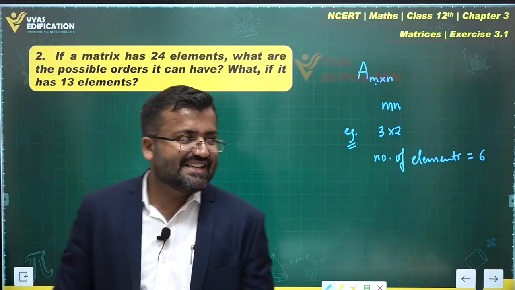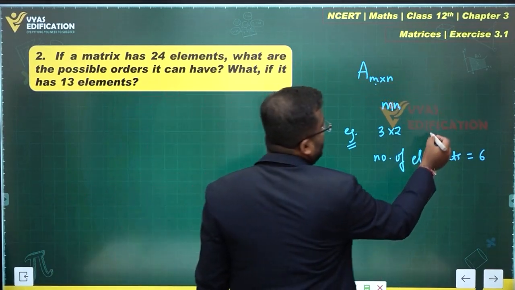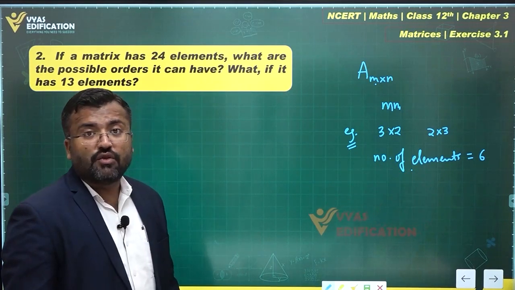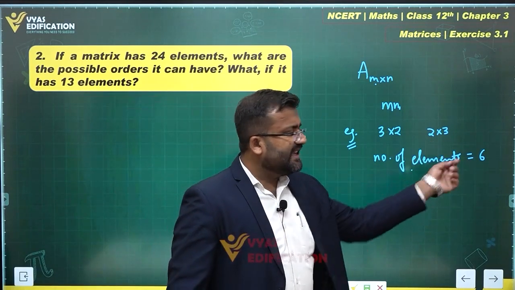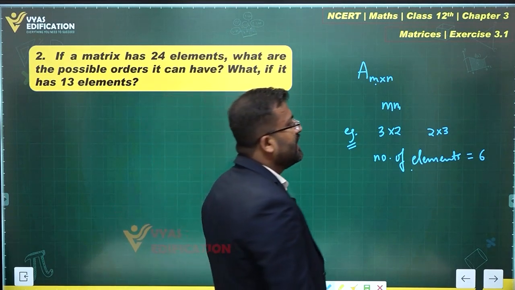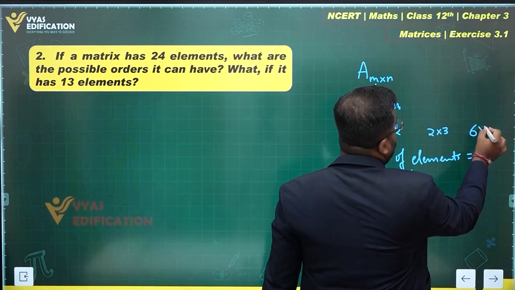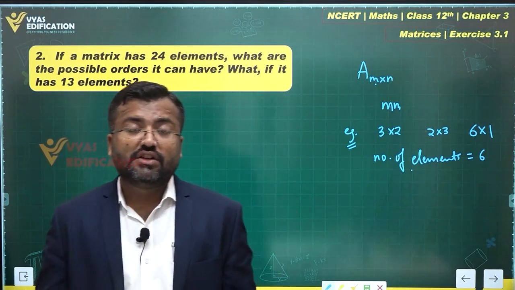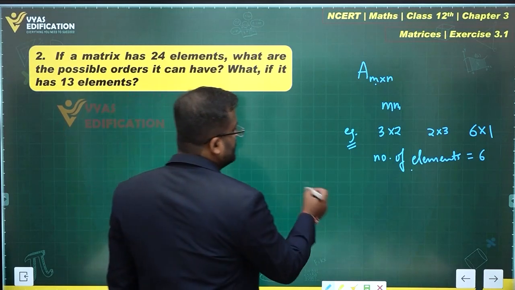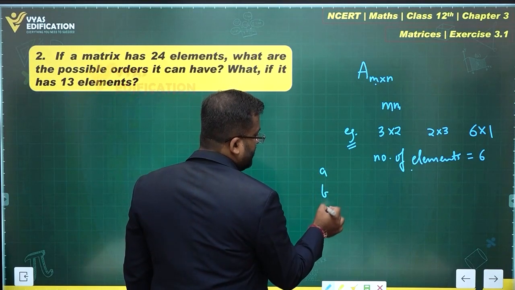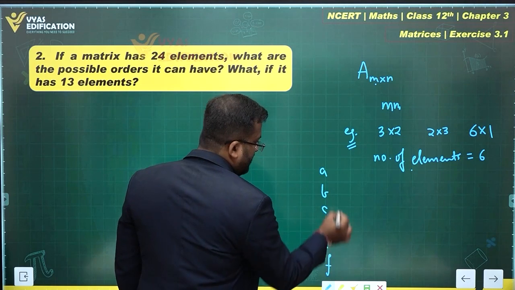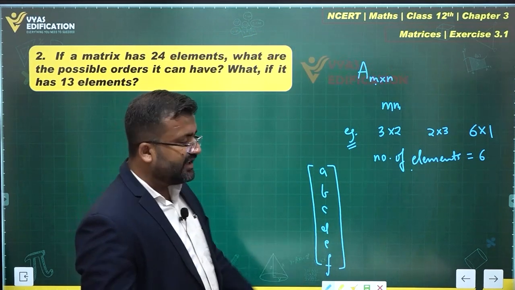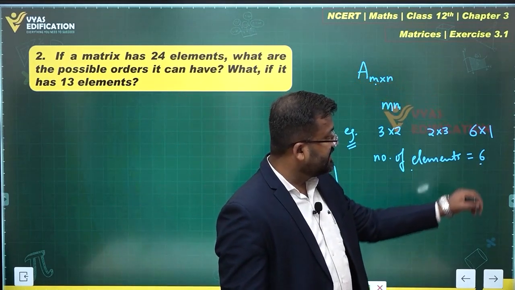There can be another case, let's say if I have another order, maybe 2 by 3. Now what happens in that case? Number of elements would be equal to what? Number of elements is again 6 only, right? Let's take another example. What happens in case I have a matrix having 6 rows and 1 column? This is a matrix having 6 rows and 1 column. How many elements do you think are there in this? This also has 6 elements.